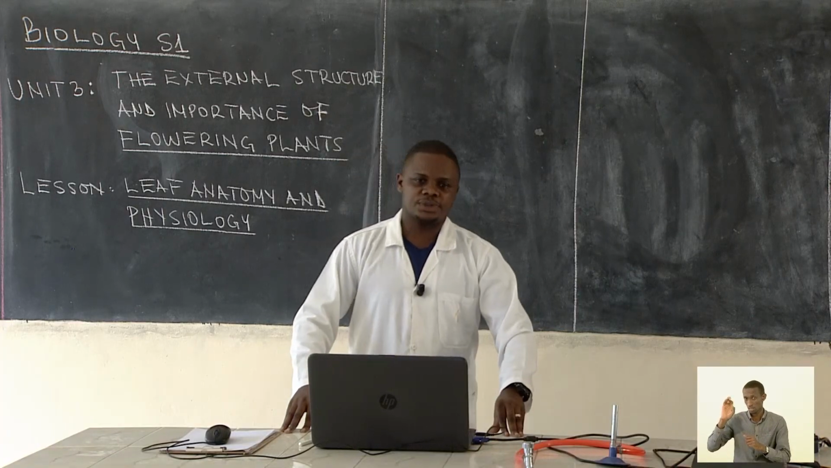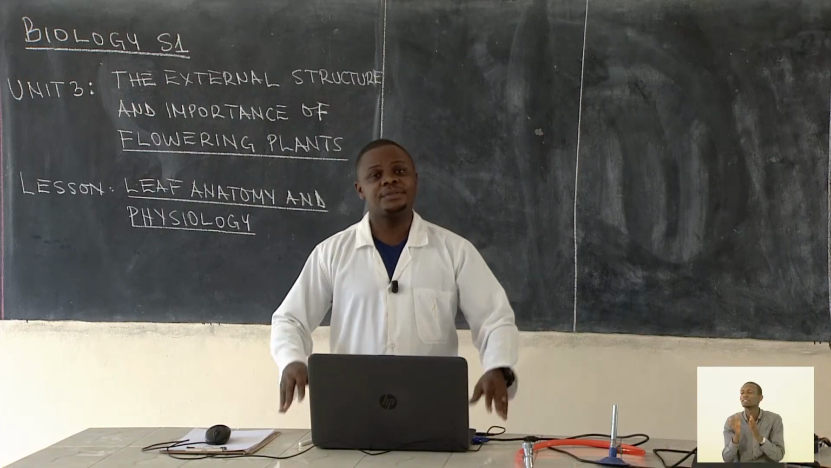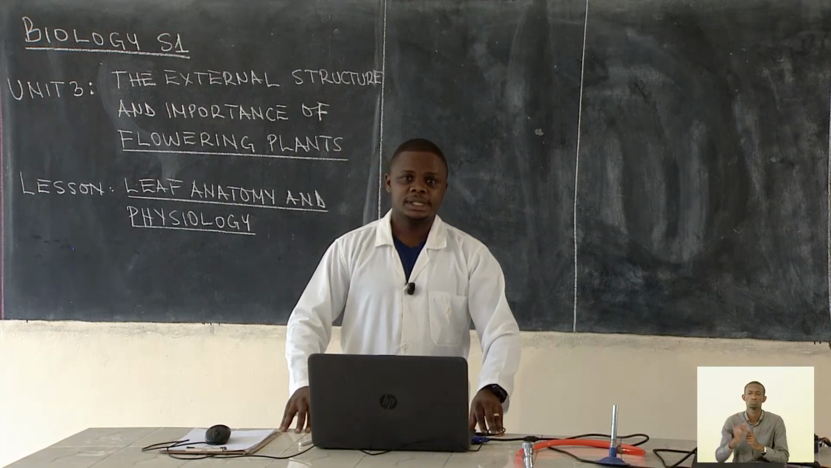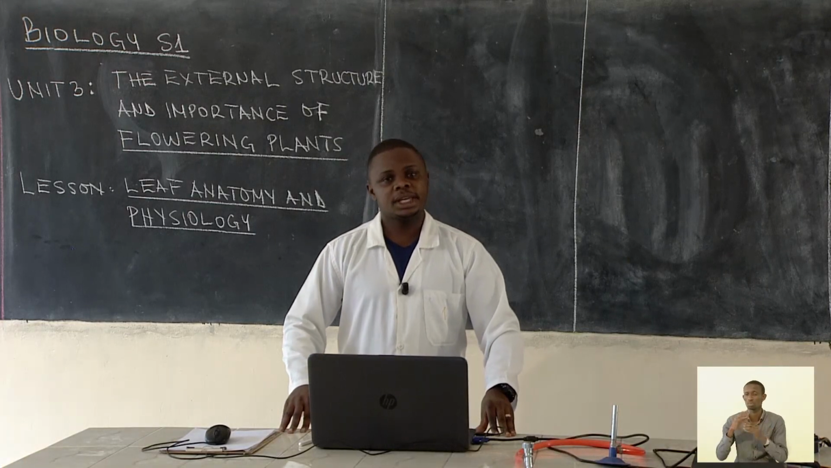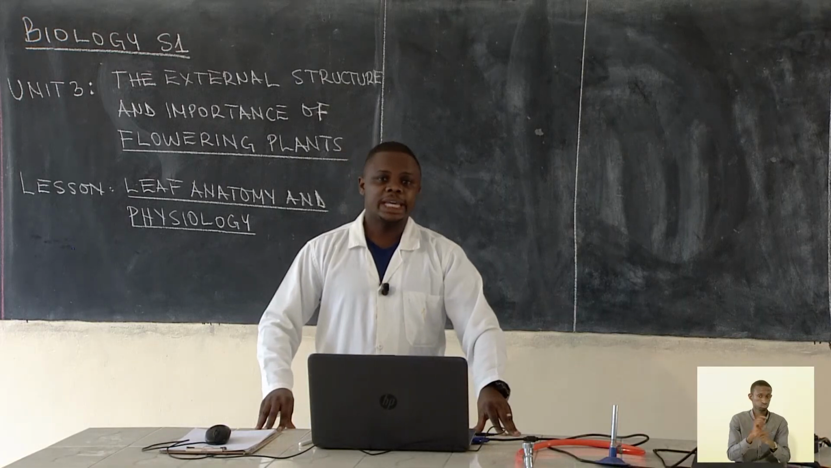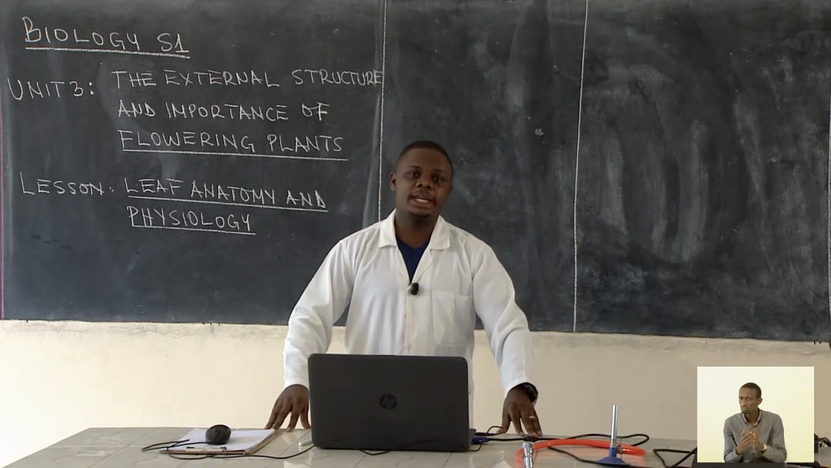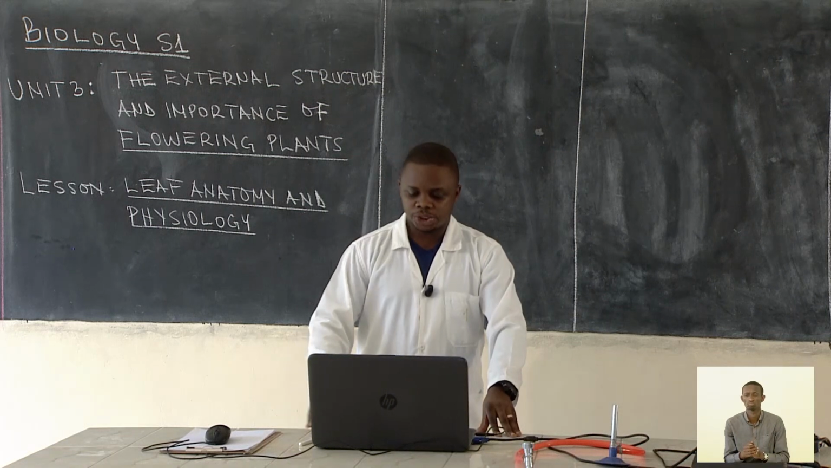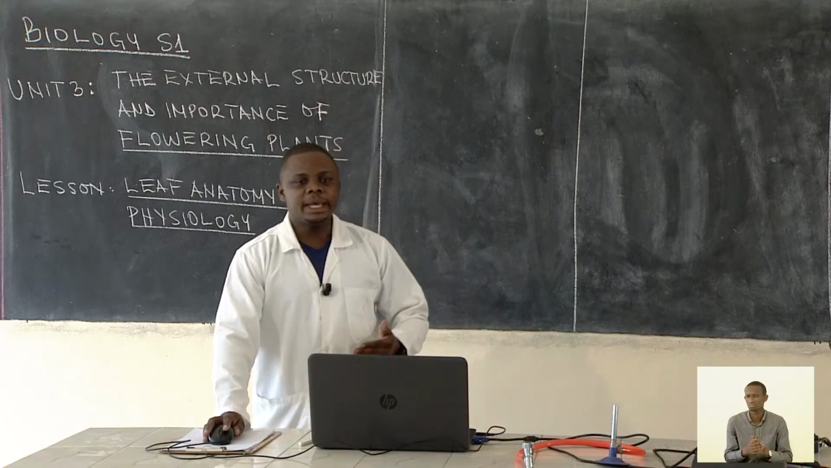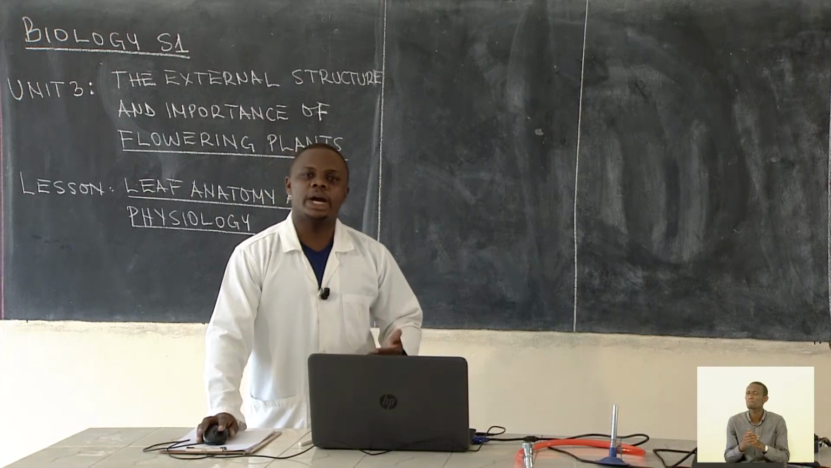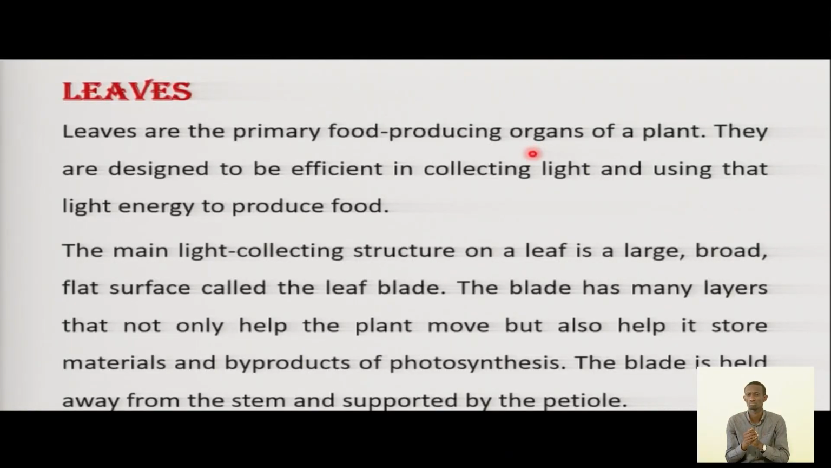By the end of this lesson, make sure you are able to give functions of leaves and modification of leaves. Here I need you to give examples of modified leaves and their functions. Students, when we talk about leaves, we mean primary food-producing organs of the plant. That means leaves are very important in providing food for the plant.